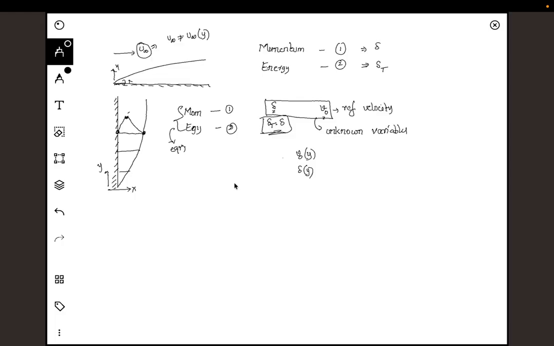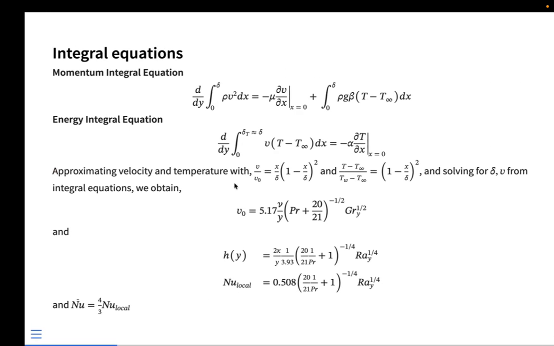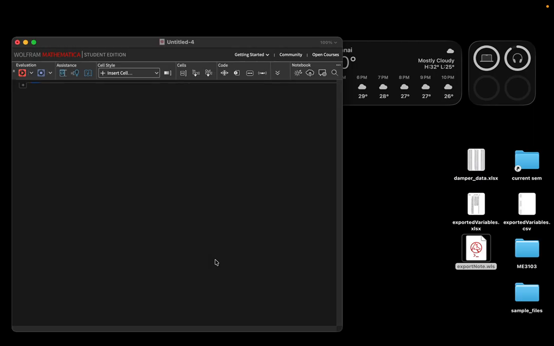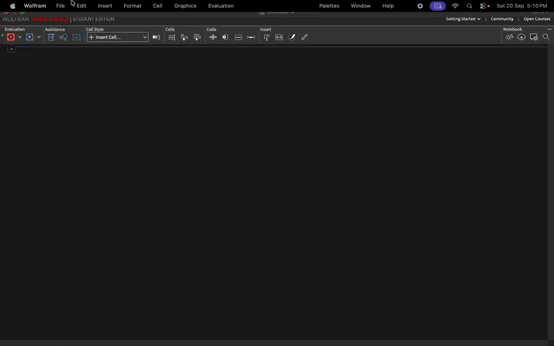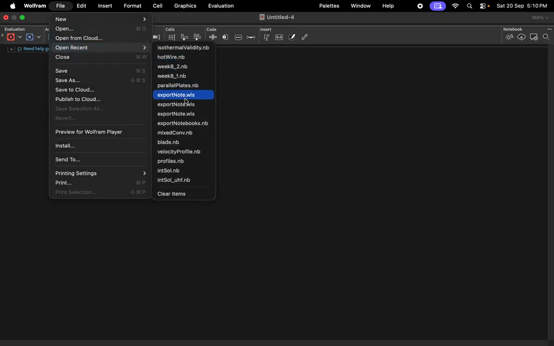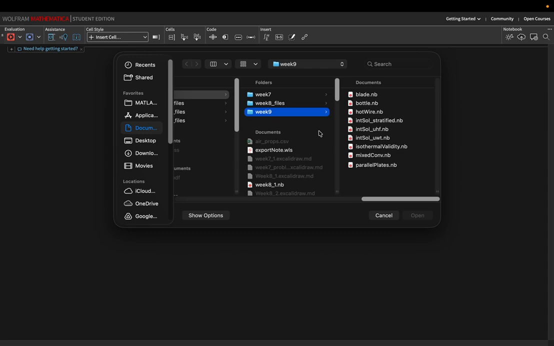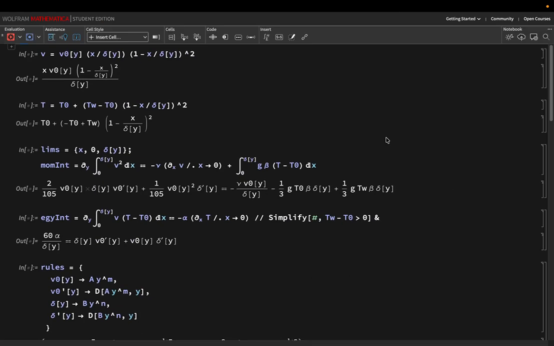So when solving these equations, what we do is we assume them to be of a certain form, and then we try to determine the constants by substituting them into these equations. Once we do that, we will get a profile for V naught, and similarly for delta in terms of Ra, and from there we will get the Nusselt number, heat transfer coefficient, etc. So just to give you an example, let's take the uniform wall temperature case.